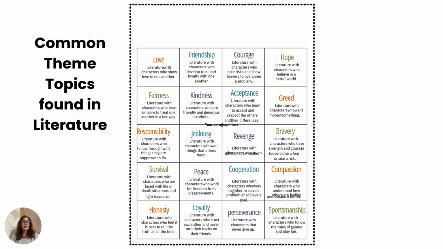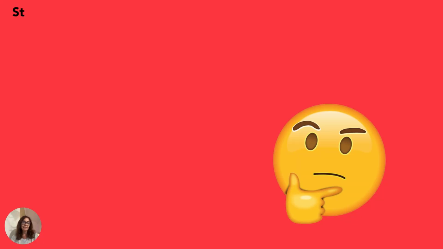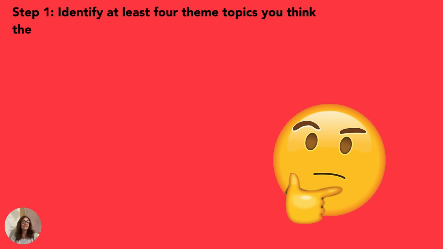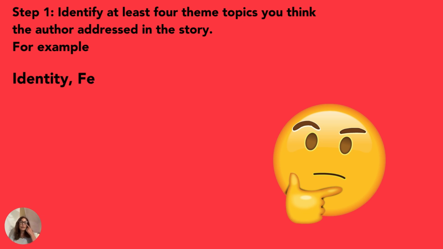So once again, like I mentioned before, these are some theme topics that are found in literature: jealousy, kindness, acceptance, and so forth. You will have about 175 theme topics that you can choose from and make connections to the story "Eleven." So that is actually the first step, to identify at least 4 theme topics that you think the author addressed in the story. And I went ahead and selected 4: identity, fear, growing up, and emotions.